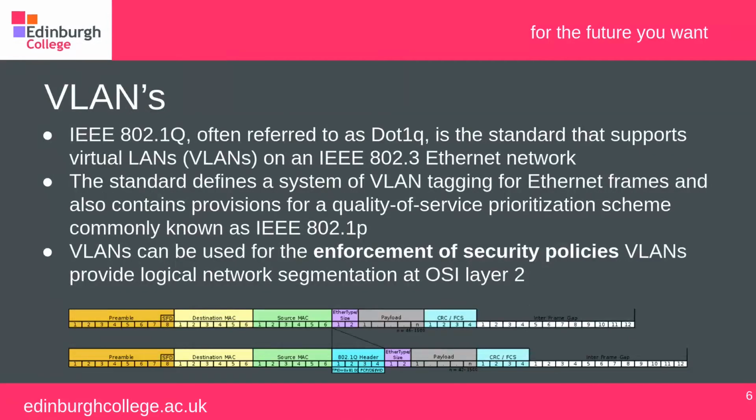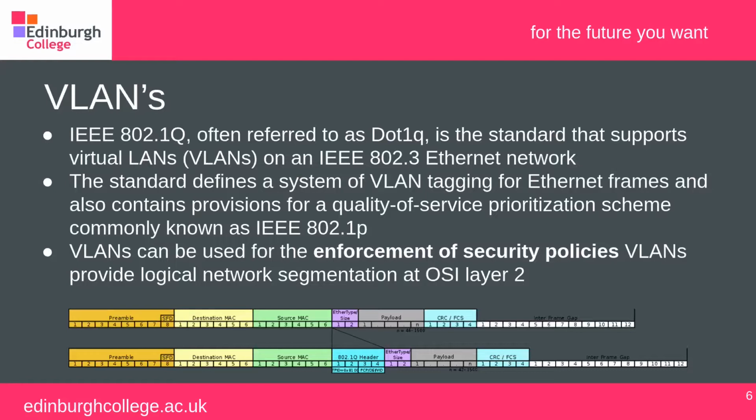Now looking at VLANs. VLANs are sometimes called .1Q. This refers to the IEEE code 802.1Q. That's a dot there, what Americans call a period symbol. So 802.1Q can be written as .1Q, and this is a standard that supports virtual LANs on an Ethernet network.